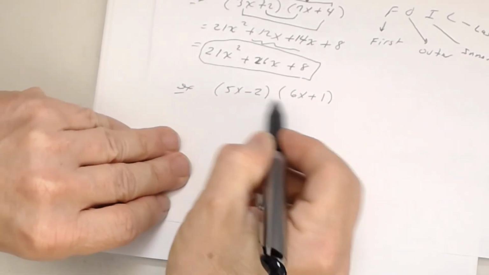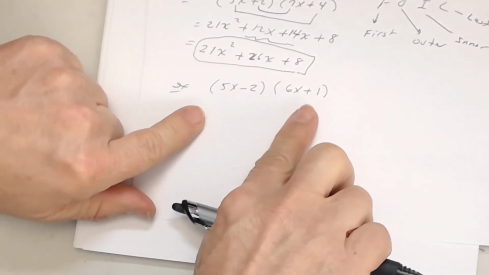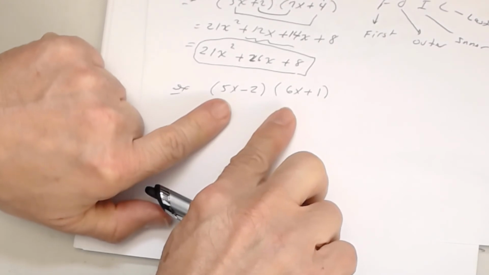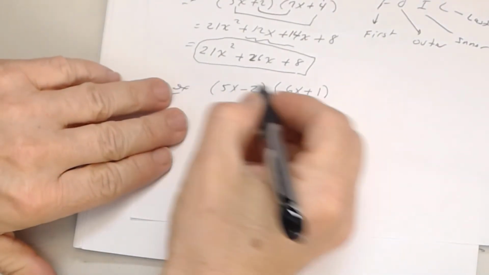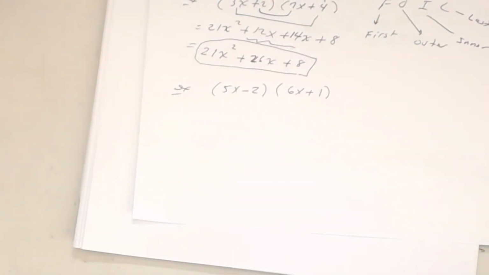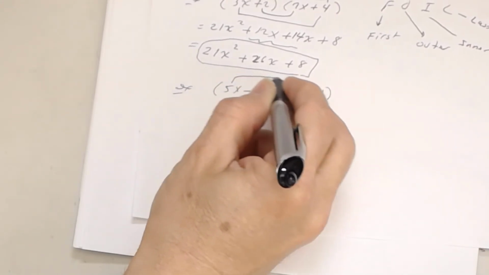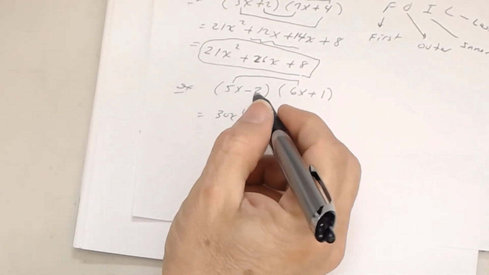So the test is going to say perform the indicated operation. When you see this, you're going to use what method? FOIL. Now, to be honest with you, FOIL is a version of the distributive property, but you're going to use FOIL. So let's do F first. To do F, I'm going to multiply which two terms? 5x and 6x. What do I get? 30x squared.